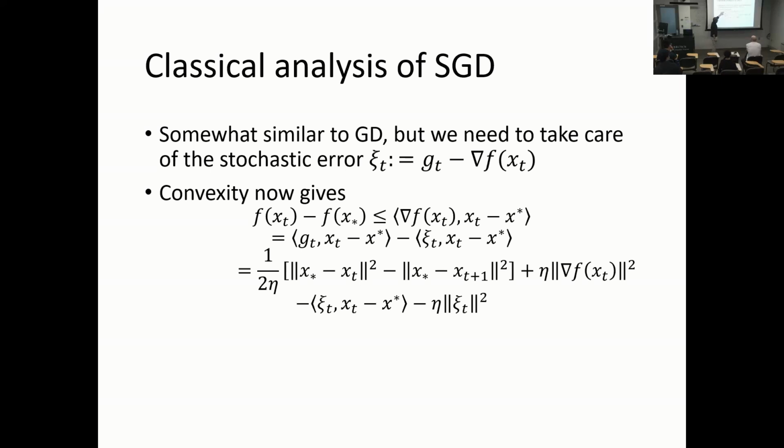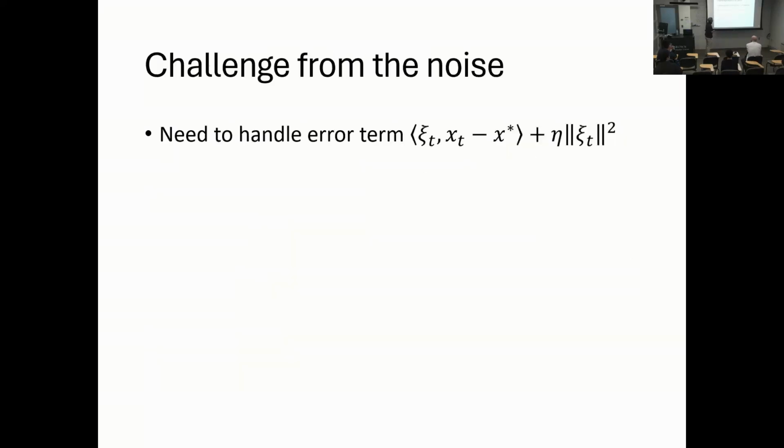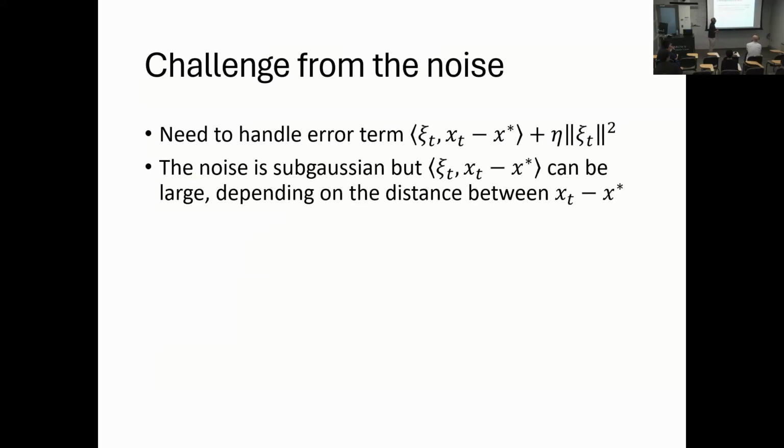We get the same as the thing you want, plus this error term that depends on the noise. So you have to take care of this error term now, due to the noise. And the error term has two parts. One part is the noise square, which is not a big deal. It is a Gaussian, so the square is also an exponential random variable. It's not too big. The main issue is on this term, the product of the noise and the distance, the vector connecting your solution and x star.